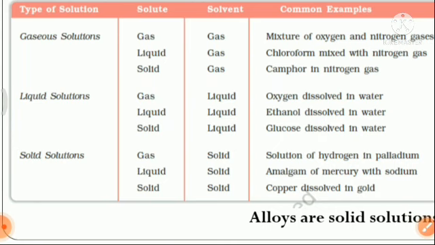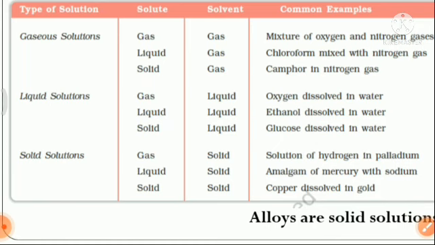In this example we have taken hydrogen gas as the solute, and palladium is a metal that we are using as the solvent. So palladium metal has some tiny holes, and in these holes we can insert hydrogen molecules. Then we will get a solution of hydrogen gas in palladium metal solvent. So that is an example of a solid solution.